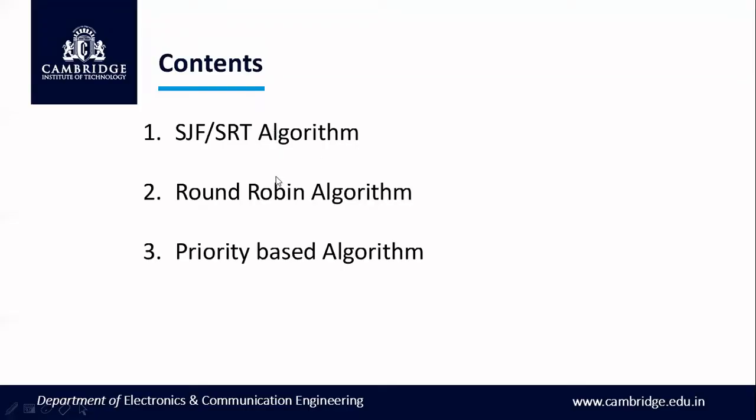In this video, we will be learning three CPU scheduling algorithms: the SJF or SRT algorithm, that is, shortest job first or the shortest remaining time algorithm, the round robin algorithm, and the priority based algorithm. Problems using these three algorithms will be solved.